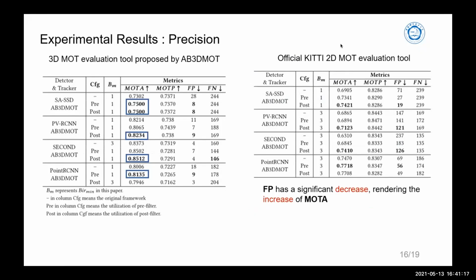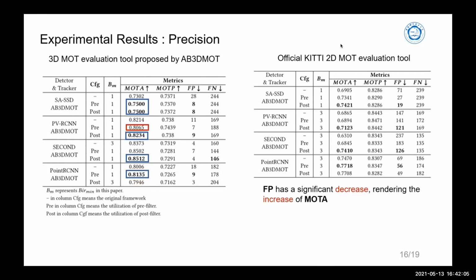The precision results are shown in these tables. The left table shows the best results of MOTA, as well as the corresponding parameters of different frameworks, evaluated by the 3D MOT evaluation tool proposed by AB3D MOT. We evaluated different original tracking and detection frameworks, and the frameworks integrated with the map information. From the result, we can see that the utilization of map information can achieve a better result than the original. We also noticed that the MOTA may decrease in some cases. For example, the result of PV-RCNN with a pre-filter algorithm.